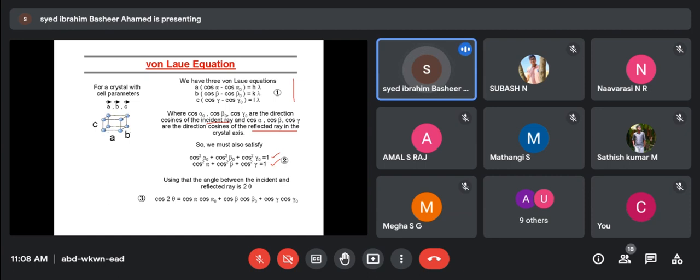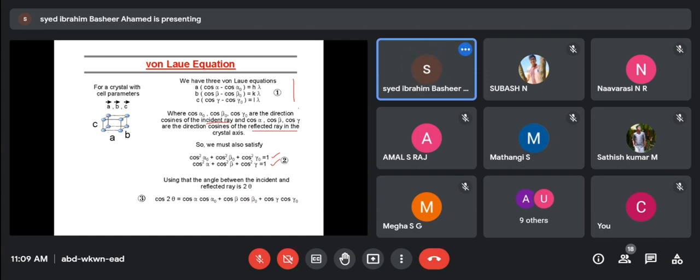Now, the angle between the incident and reflected ray is 2 theta, so we can say cos 2 theta is equal to cos alpha into cos alpha 0 plus cos beta into cos beta 0 plus cos gamma into cos gamma 0.